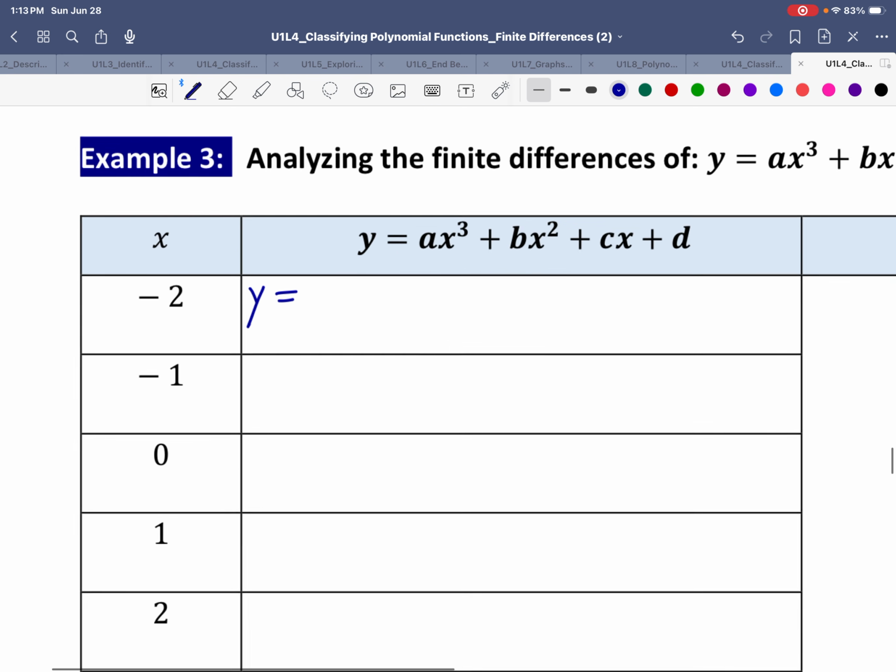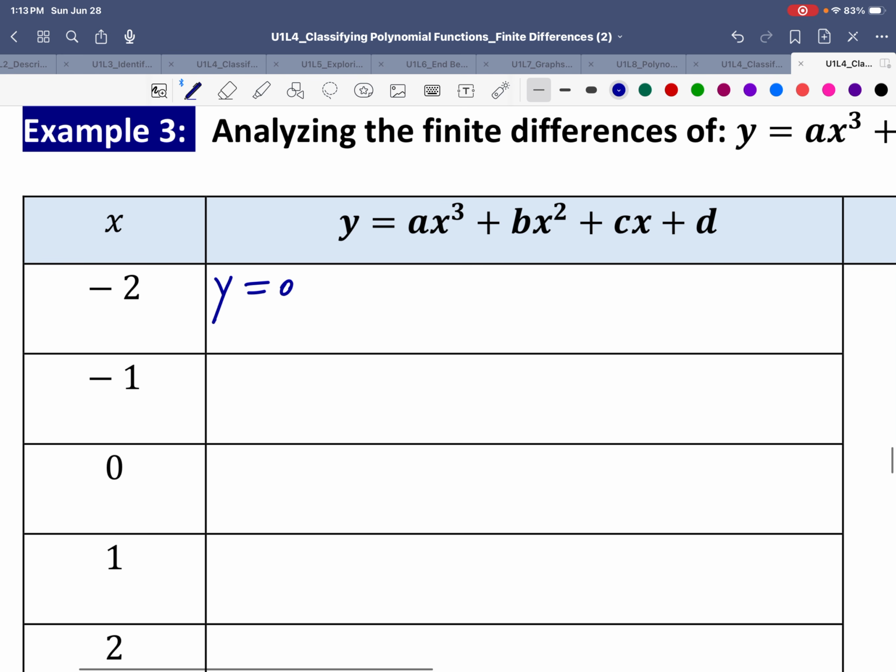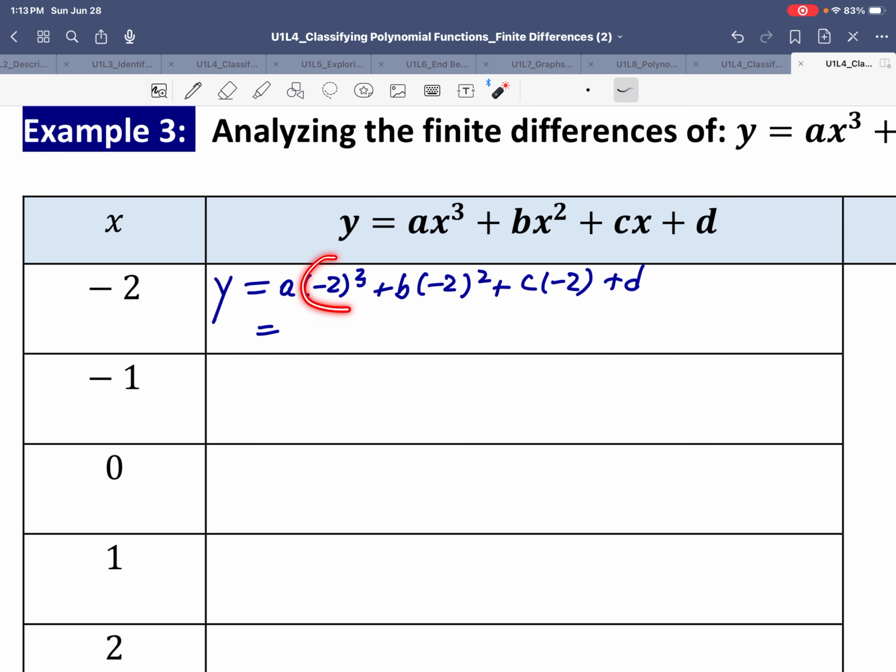So we're going to say that if x equals negative 2, this function will become a times negative 2 to the power of 3 plus b times negative 2 to the power of 2 plus c times negative 2 plus d. Simplify: negative 2 to the power 3 is negative 8, so that's negative 8a. Negative 2 squared is 4, so that's 4b. Negative 2 times c is negative 2c, and then plus d, so that's going to be the value of y at x equals negative 2.